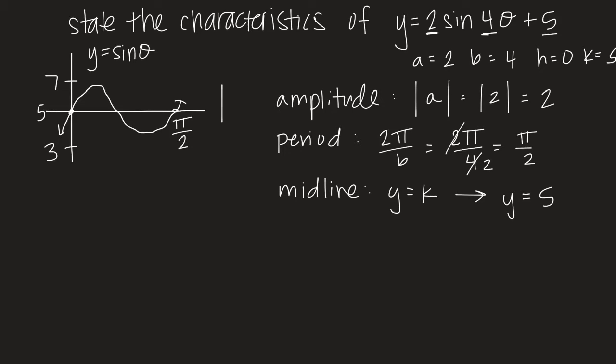So my amplitude is still 2. It's going from a midline of 5 and up to 7. That distance is still 2. So that's still the amplitude. We just shifted everything up 5.